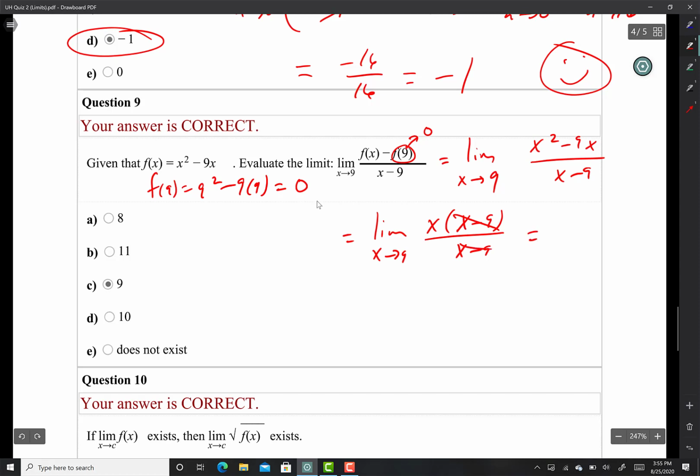And now I can just have the variable x. As x approaches 9, I'm approaching 9. If you're wondering how that graph looks like, it looks something like this, where that y value is obviously at 9, 9. And there it is.